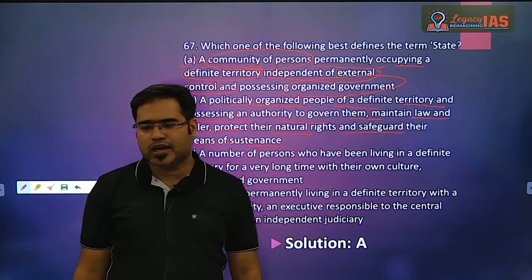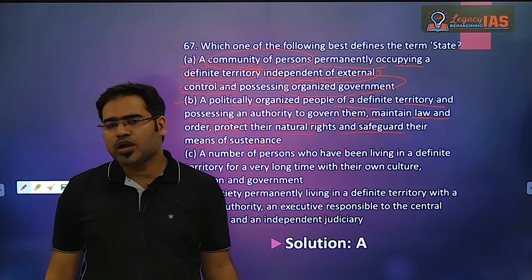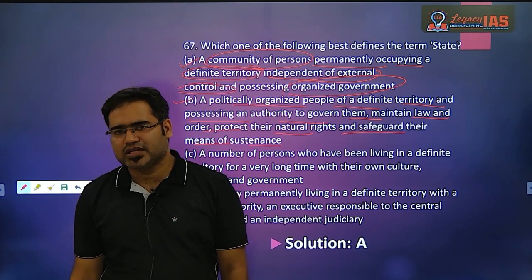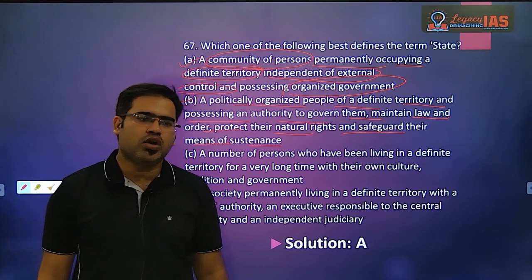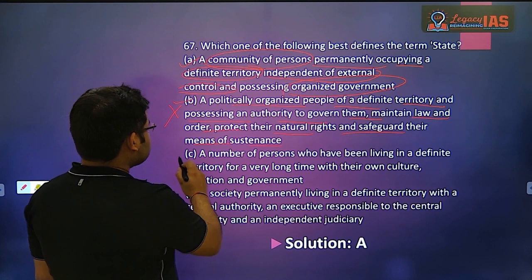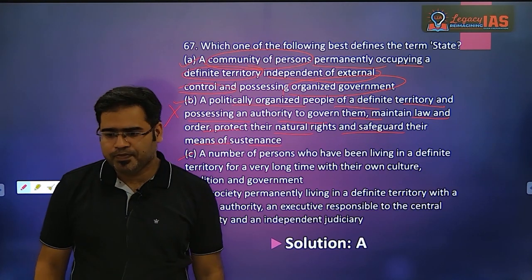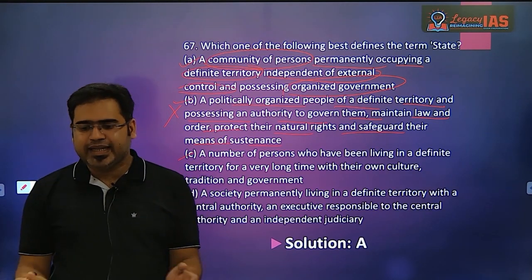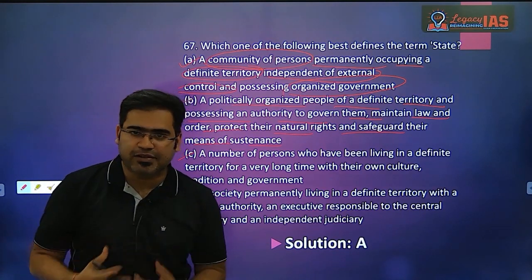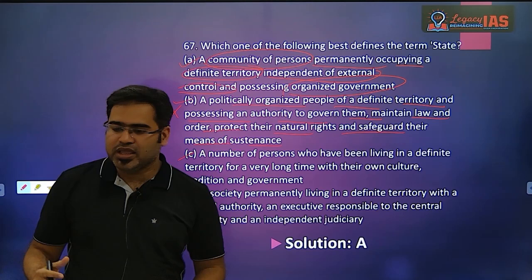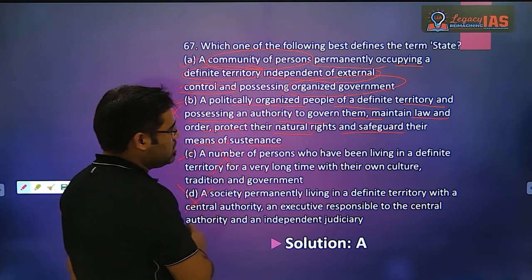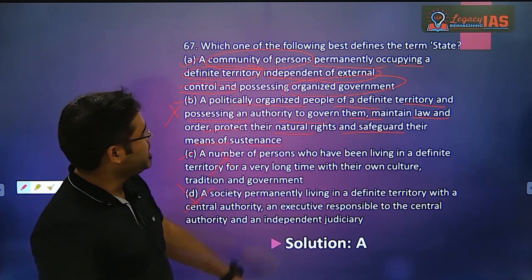Why is it incorrect? Because here they have not given that the government is sovereign, that the government is completely free from external forces and can make its own foreign policy. So this will not be correct. A number of persons who have been living in a definite territory for a very long time, again, we cannot define what that long time is, with their own culture, traditions and government, again this is not correct, and D is also not correct. So the correct answer will be A only.